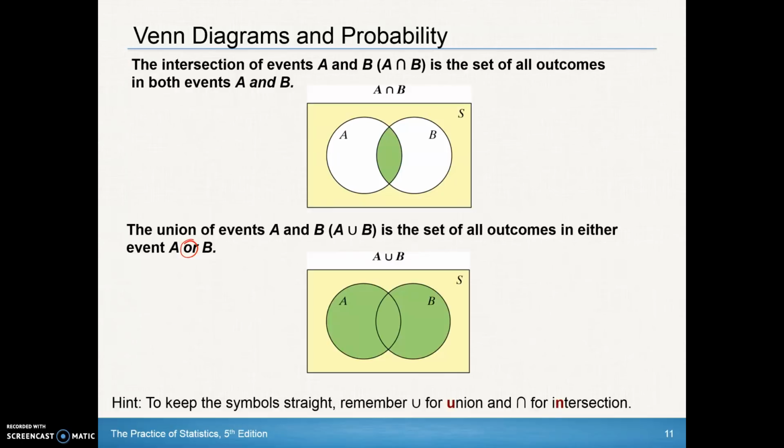And there's a little hint they give to remember those. Remember this symbol right here, it looks like a U, so it helps you remember it's union. This symbol sort of looks like an N, so it's going to be like intersection.